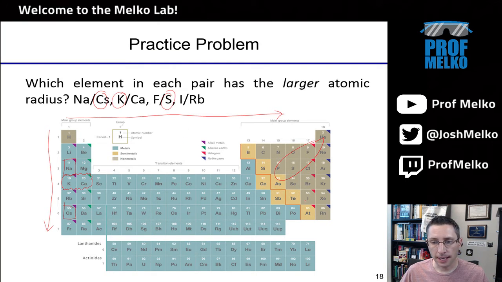Lastly, iodine, shown here, and rubidium, over here. Iodine is further to the right, so it is smaller, so rubidium should be the larger atom here. Okay, so that sort of concludes the mini section here on atomic radii.